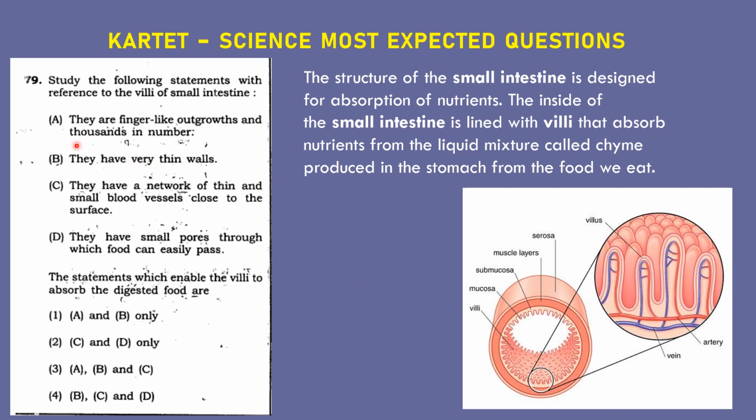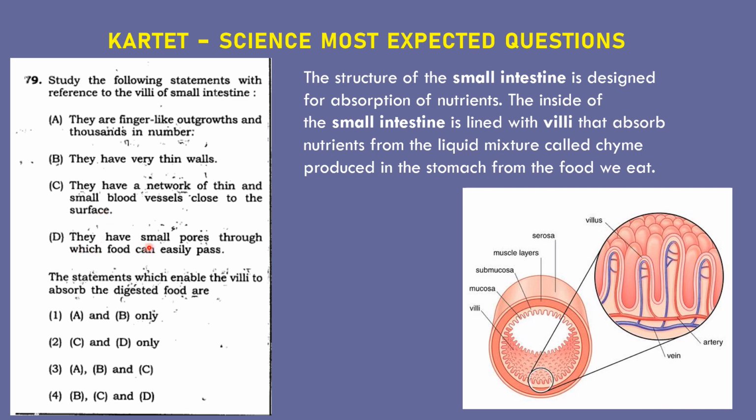Okay, let us see the statements one by one. They are finger-like outgrowths and thousands in number. They have finger-like outgrowths and you can see thousands of them. Therefore, this statement is correct. They have very thin walls. Yes, they have very thin walls. They have a network of thin and small blood vessels close to the surface. You can observe here a network-like structure, very thin, and you can see the blood vessels close to the surface. Therefore, this statement is also correct.